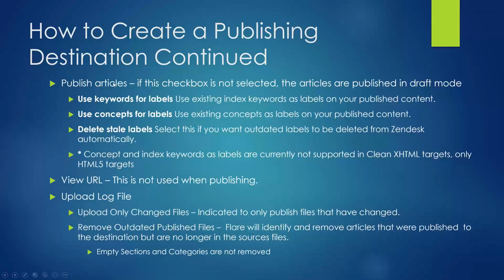And then once you select the publish articles checkbox, then these articles, like I said, are published in draft, and then these options become enabled. So use keywords for labels enables using existing index keywords as labels on your published content. Use concepts for labels enables existing concepts as labels on your published content, and then delete stale labels deletes outdated labels from Zendesk automatically. However, concept and index keywords as labels are not supported in clean XHTML targets. So only HTML5 targets you can use this.